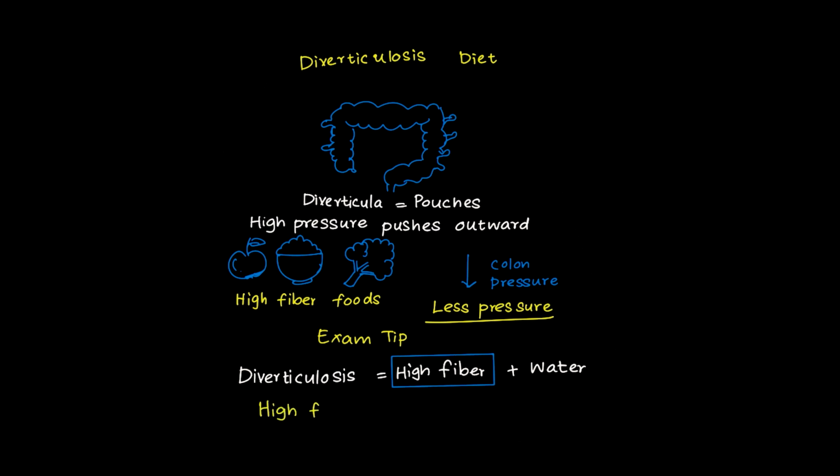Here's a WGU D446 OA exam tip for you. For chronic diverticulosis, always pick high fiber plus adequate fluids. Recall hook: high fiber equals low colon pressure.